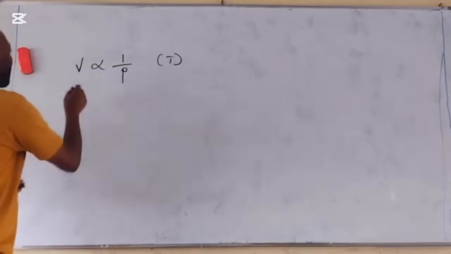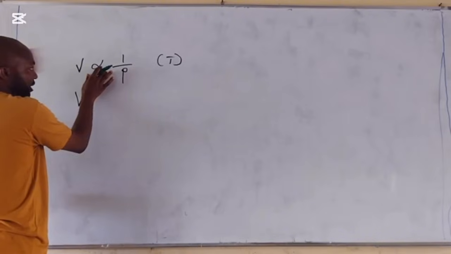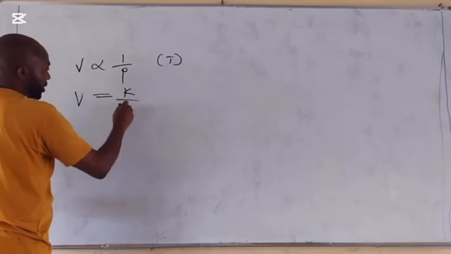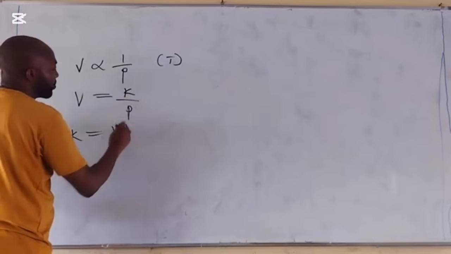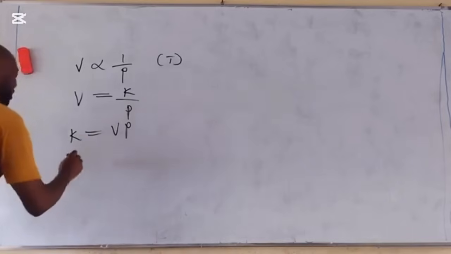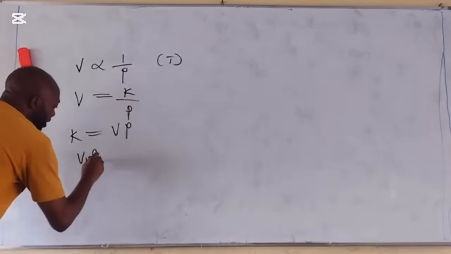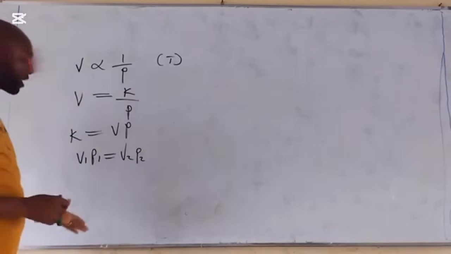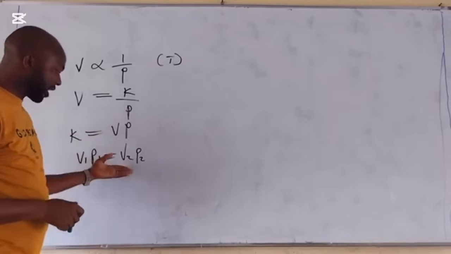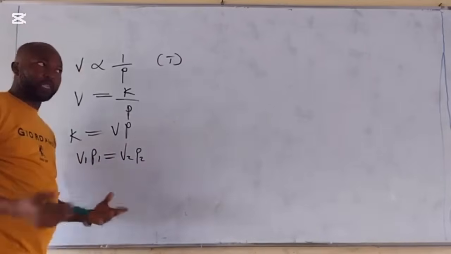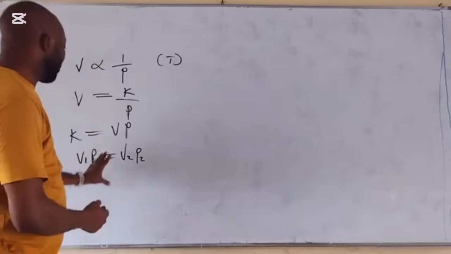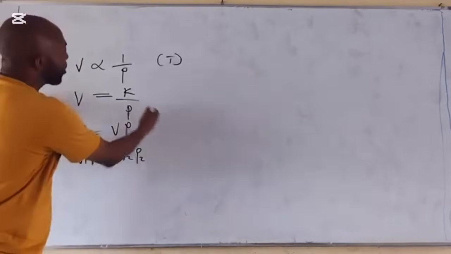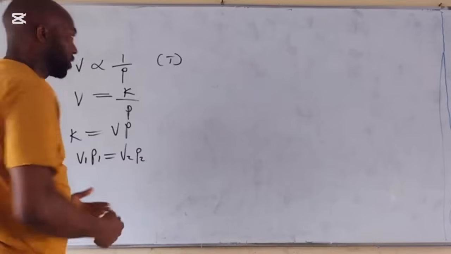So from here, we have our volume, we change this proportional sign to an equality sign, and we bring in a mathematical constant K, which is over P. So our constant is equal to VP. Therefore, we say V1P1 is equal to V2P2, where V1 is the initial volume, P1 the initial pressure, and V2 and P2 the final volume and final pressure. From here, we can proceed to do whatever calculation we want.